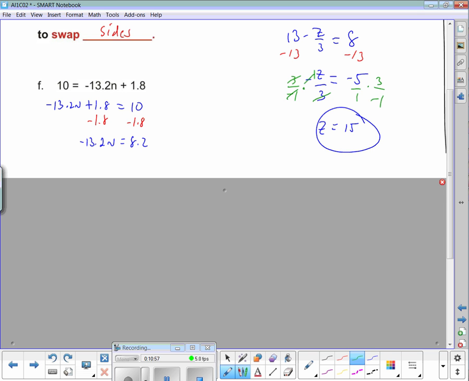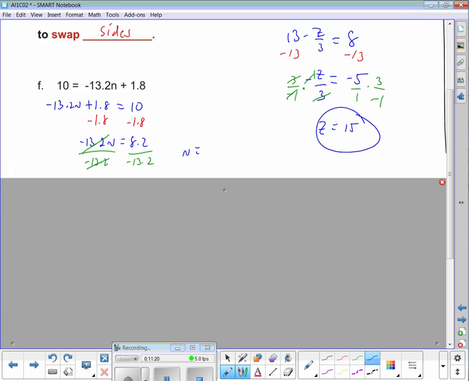So hopefully you agree we would divide by negative 13.2 to finish this. So you're just going to take your calculator out because it's already in decimals, right? We're allowed to have a decimal answer. So 8.2 divided by negative 13.2. Your answer should be positive or negative?